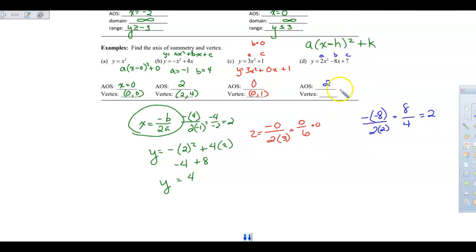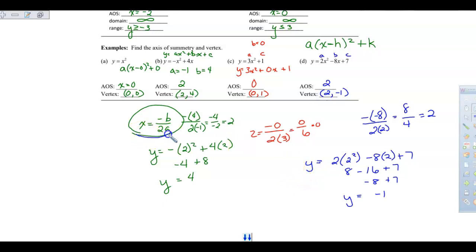And then if I put 2 back in for my equation, 2 times 2 squared minus 8 times 2 plus 7. That's 4. 4 times 2 is 8. 8 times 2 is 16. And bring down my 7. This is negative 8 plus 7, which is negative 1. So y equals negative 1. So the vertex is at 2, negative 1.